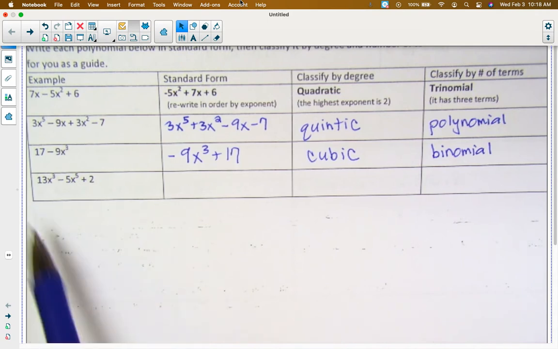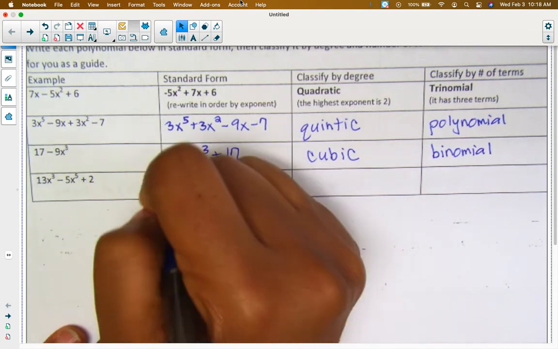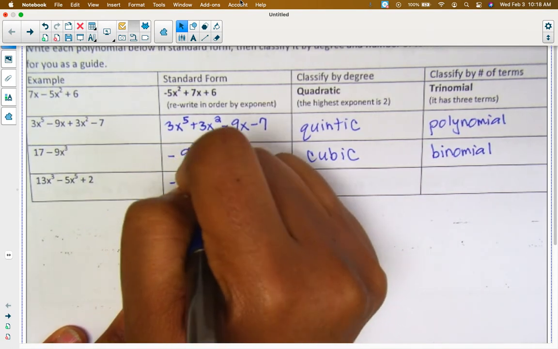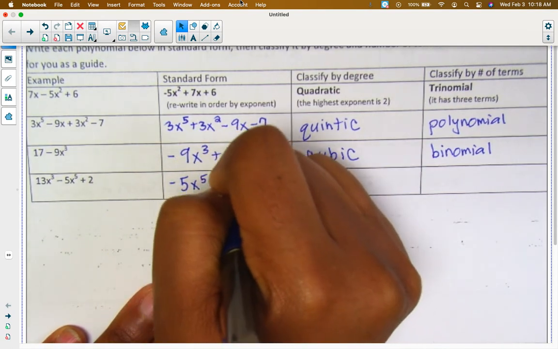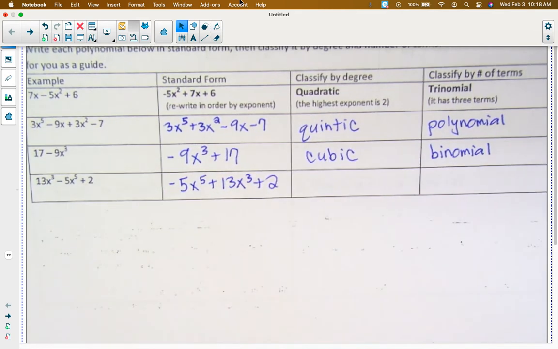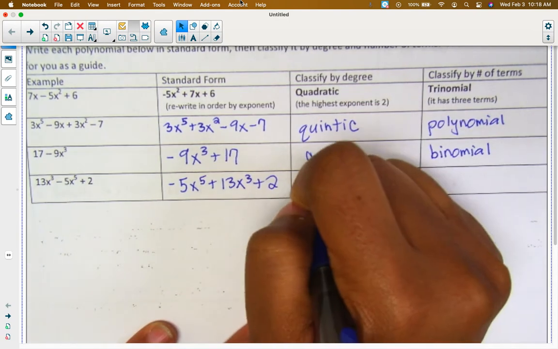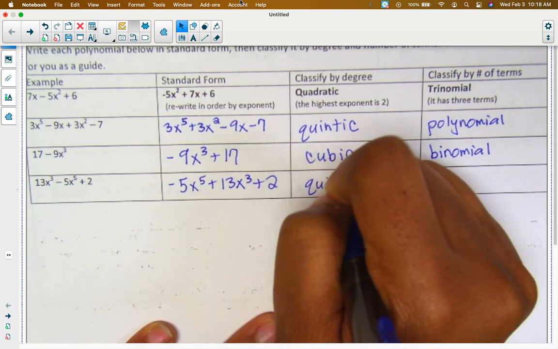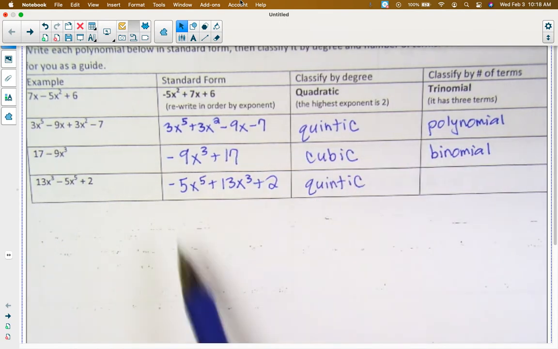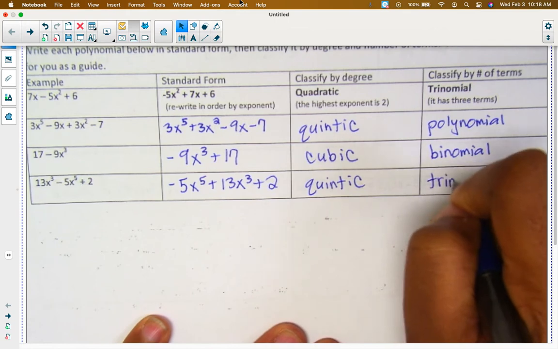And last but not least, I need to rearrange this. It's not in standard form. I need to go from the biggest exponent and work my way all the way down. The highest exponent is 5, so we've seen that word already. That word is quintic. And how many terms do we have? 1, 2, 3. So it is a trinomial.